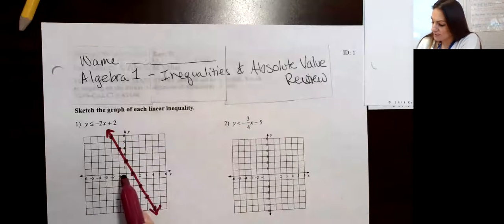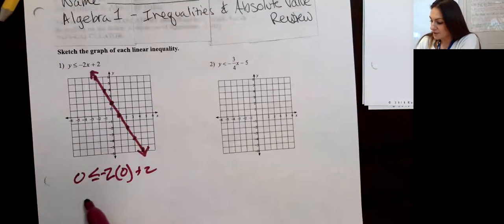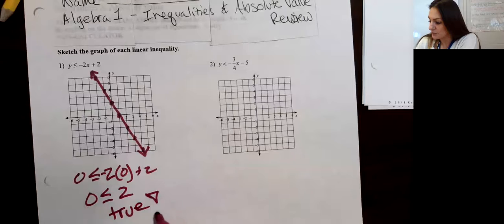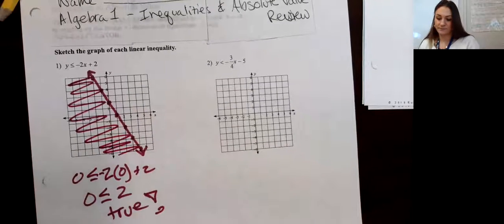Then I'm going to test a point. I can test 0, 0 because it's not on the line. So when I test 0, 0, it makes it true. So I'm going to shade towards 0, 0.